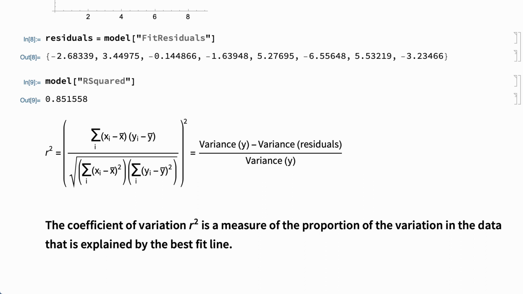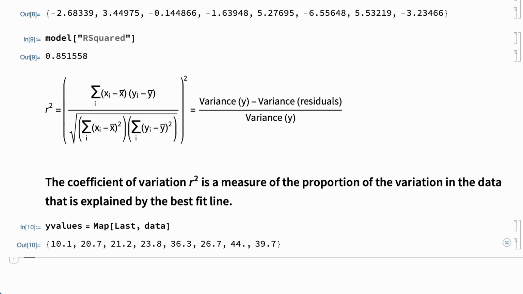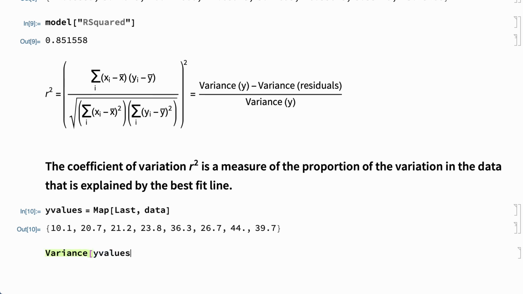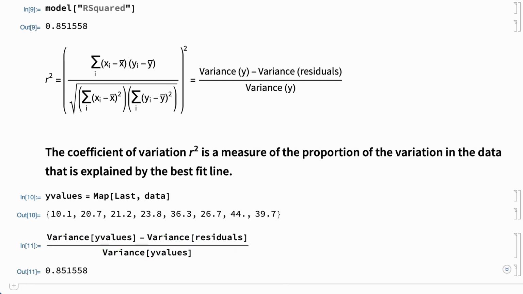If all of the data points fall exactly on a straight line, then the coefficient of determination is 1, indicating that all of the variation in the data is explained by the line, and any difference between the data and the line results in a smaller value of that proportion. Here is that calculation of r squared for the data in this example. This picks out the values of the dependent variable y, and this does the calculation of the coefficient of determination r squared. The result is the same as the value computed earlier.